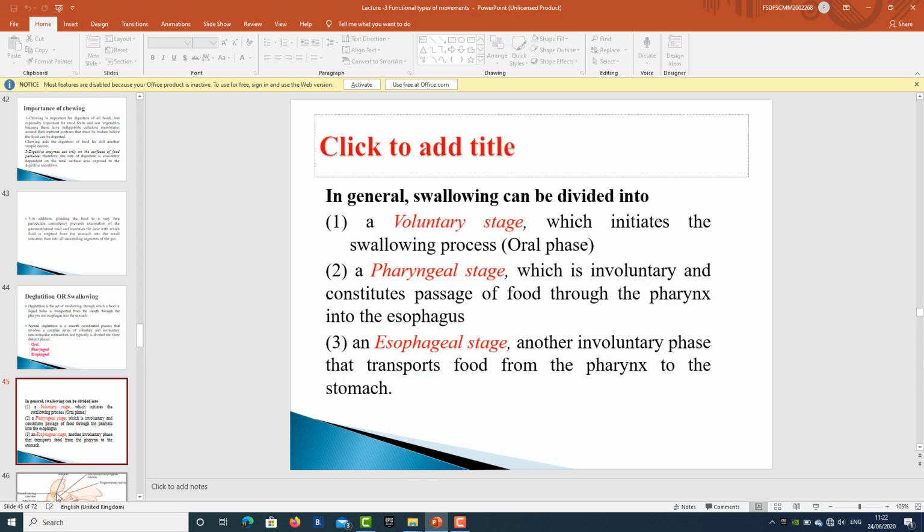In general, we have the following phases. The first one is the voluntary stage, which initiates the chewing and swallowing process, that is the oral phase. Number two is the pharyngeal stage. It is involuntary and it constitutes passage of food through the pharynx into the esophagus. Then we have the esophageal stage, another involuntary phase which transports food from the pharynx to the stomach.